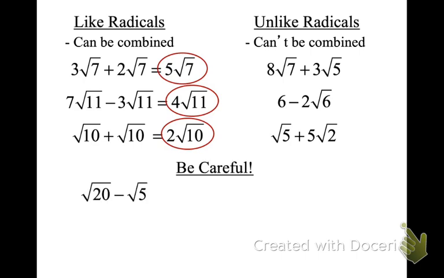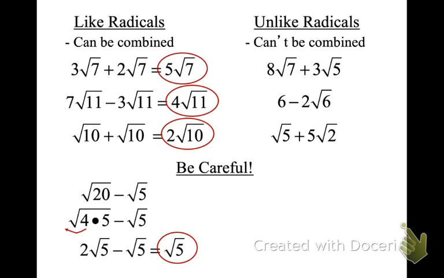Okay? This looks like they're different, but if I break down that 20 to its 4 times 5, which would be 2 rad 5, right? Now we actually have 2 like terms. So I have 2 rad 5 minus 1 rad 5, and that equals rad 5. That simplifies to 1 rad 5. Okay? So we can simplify our radicals. We don't know if they're like terms. Let's see if these are.